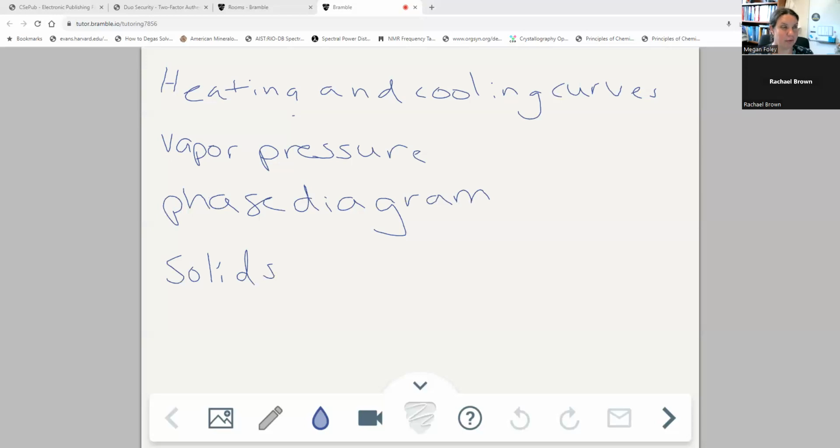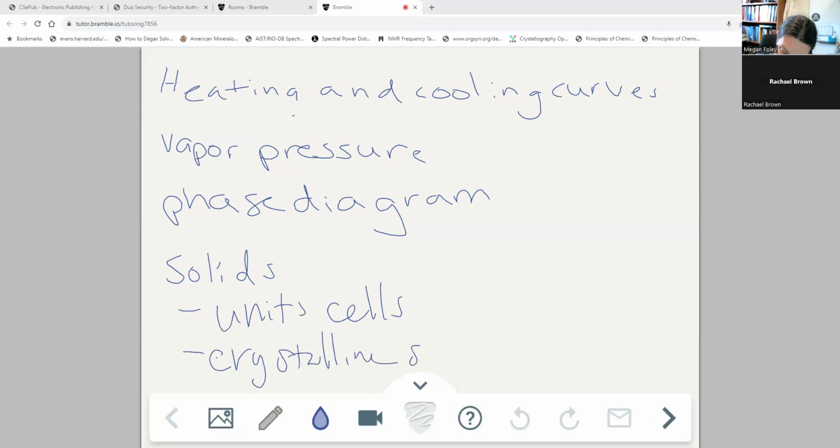We're not going to go super far into solids, but when we get into solids, we're going to be looking at a lot of the stuff we're going to be looking at in lab. So we're going to be looking at unit cells. We're going to look at just the idea of crystalline solids. And then we're also going to be looking at alloys and semiconductors.